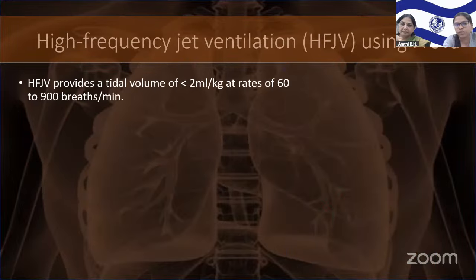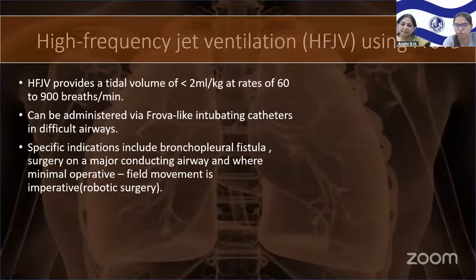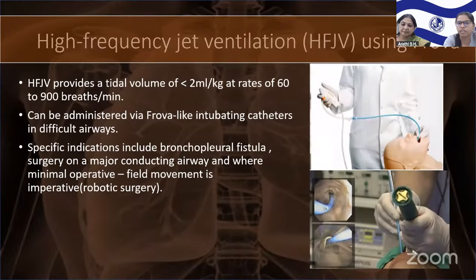Next, as a last resort, high frequency jet ventilation using a FROVA. This provides a tidal volume of less than 2 ml per kg at a rate of 60 to 900 breaths per minute. High frequency jet ventilation can be administered via a FROVA-like intubating catheter in a difficult airway situation. Jet ventilation is very common, but not a new thing. It has been there for years.